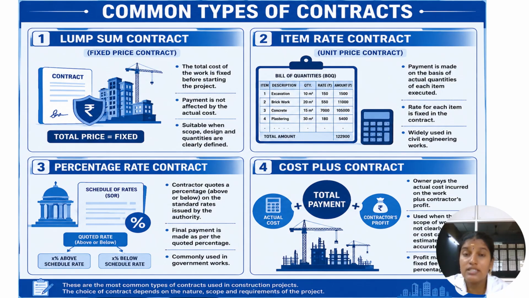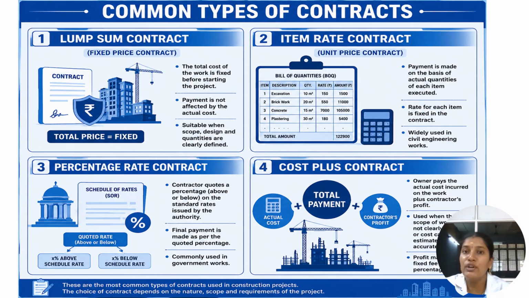The payment is made without any considerations. The actual cost is a fixed cost, so it is not affected by any other sources, right? And it is suitable when the scope, design and quantities are clearly defined. Each and everything is perfectly clear, so then only we can fix the perfect money for the project, right? That is lump sum contract.